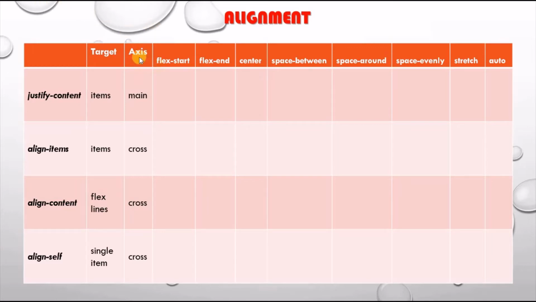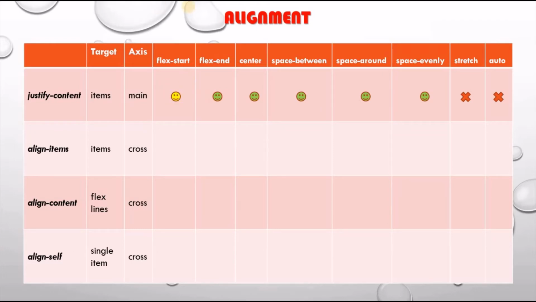The axis is referring to the axis along which the alignment is being done, which is either the main axis or the cross axis. And up here, there are the values which can be assigned to these properties on the left, right? So I will use smiling faces for values that are available for the particular property, and some crosses for those which are not available. So I'll start with justify content. The yellow smiley is the default.